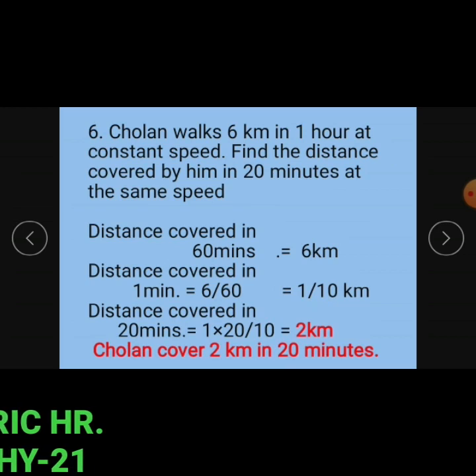Question number 6. Soren walks 6 km in 1 hour at constant speed. Find the distance covered by him in 20 minutes at the same speed. First, we find the distance covered in 1 minute and then from this we can find the distance covered in 20 minutes. Distance covered in 60 minutes equal to 6 km.